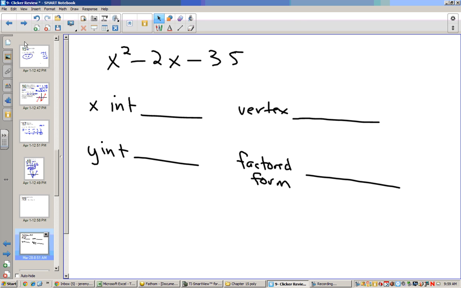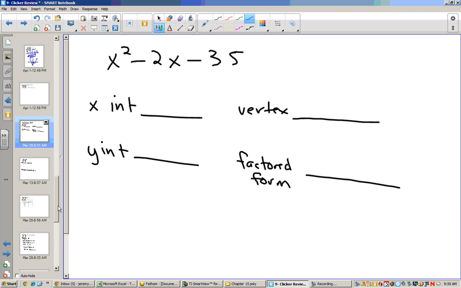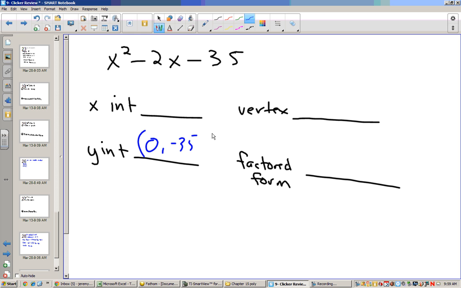Now, in this one, take a minute, fill out all of these values, and see if you can do this on your own. All right, your y-intercept is at 0, -35. Your vertex, -b over 2a, that's -2 over 2a, which is 2. So that would be 1.